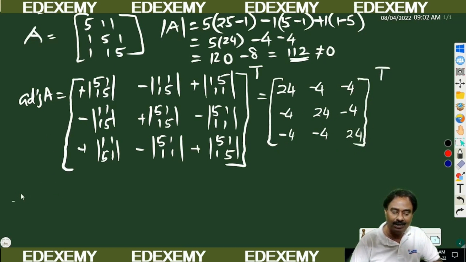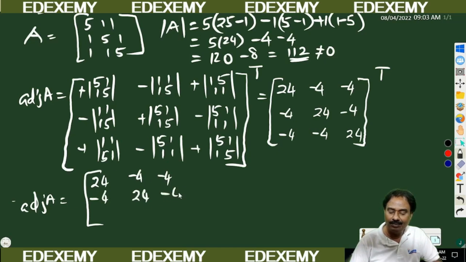So, the next step, adjoint of A. Adjoint of A is equal to, change the columns into rows. 24, minus 4, minus 4, you put it as a row. Okay. Take the next column, minus 4, 24, minus 4. You write it as the second row. Now take the third column, write it as third row. Minus 4, minus 4, 24.